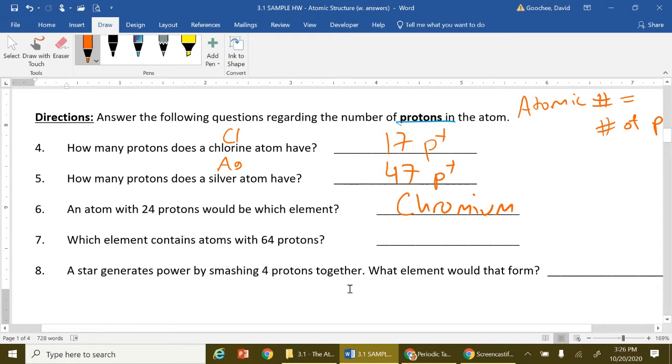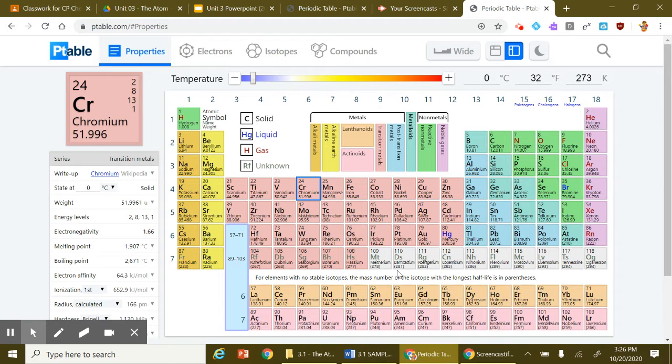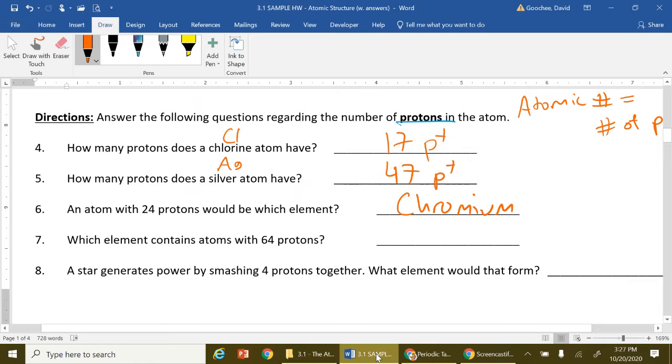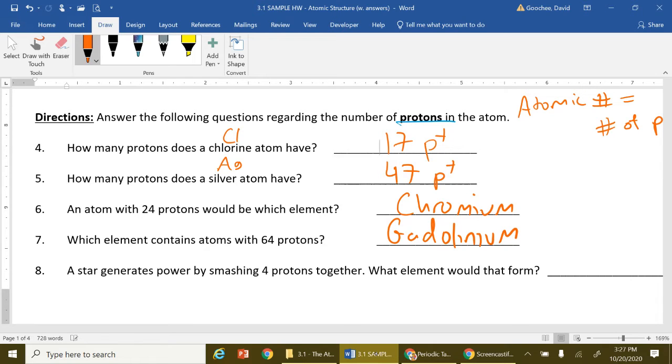Which element contains atoms with 64 protons? Okay, I'm going to try and find 64. Oh, I got to go down here. That was gadolinium. All right, this is a rare one. You are like never, ever in your life going to encounter this. Gadolinium, okay? Why? Because that's element number 64 on the periodic table.